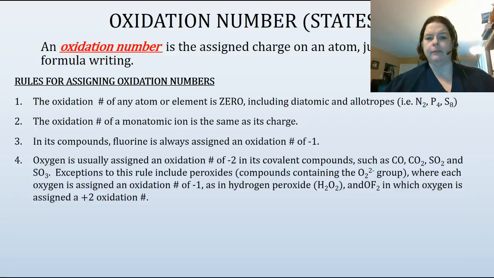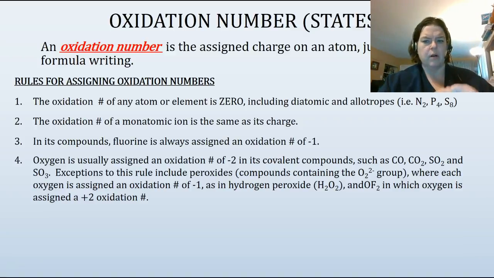Oxygen gets a little hanky. Most of the time we assign oxygen a -2. So in almost all cases we do, except when we have peroxides. Peroxides are compounds that contain an O2 2- group. And when that happens, the oxidation number of oxygen is a -1.